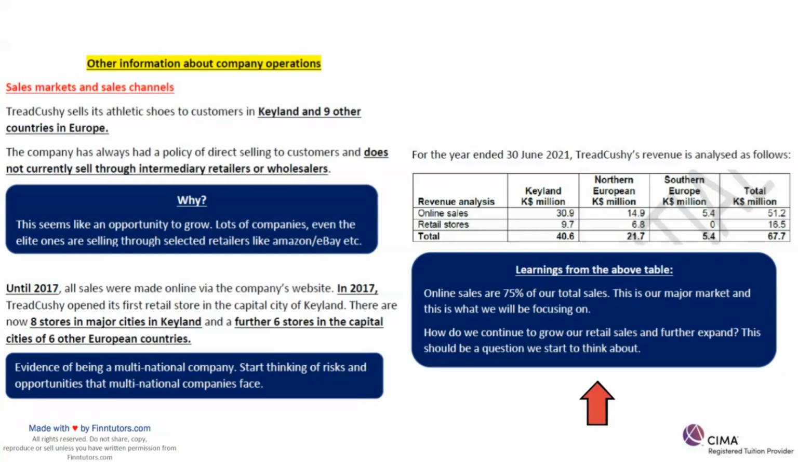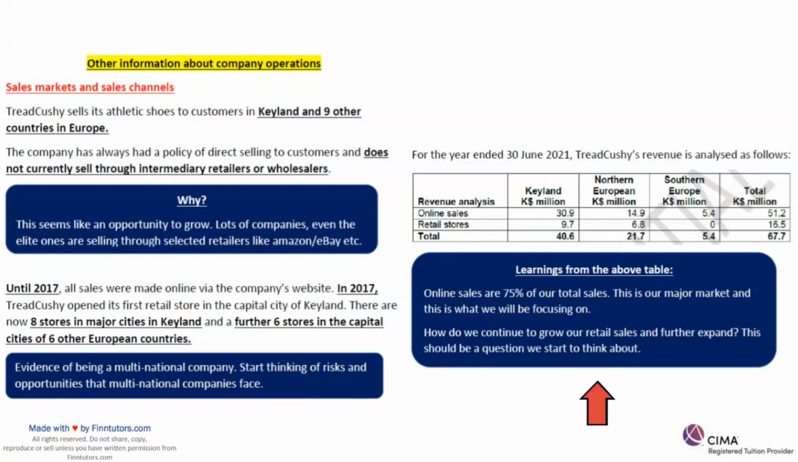So, evidence of being a multinational company, start thinking of risks and opportunities that a multinational company faces. Right now, we are only in European countries. We have not moved to North America, which is a big market, not moved to Asia Pacific, which is a growing market. Something for us to start thinking about. That's why we have done the industry analysis and the first part of the pre-seen analysis. Those are the ideas that you should start taking from there.